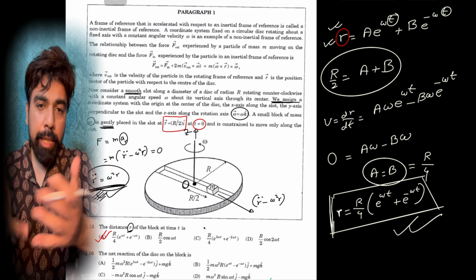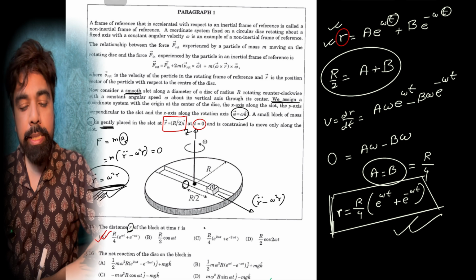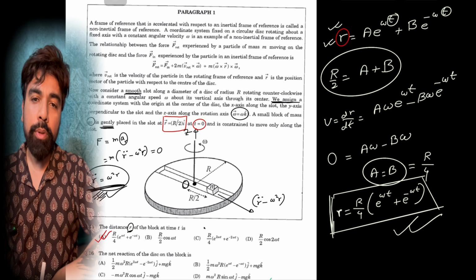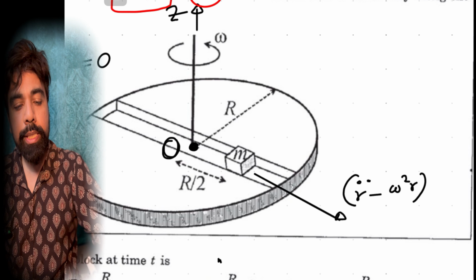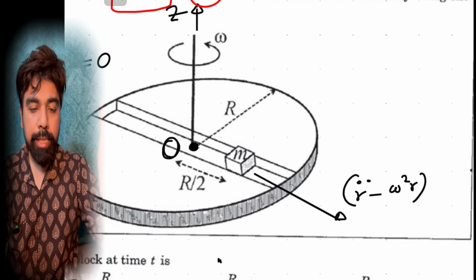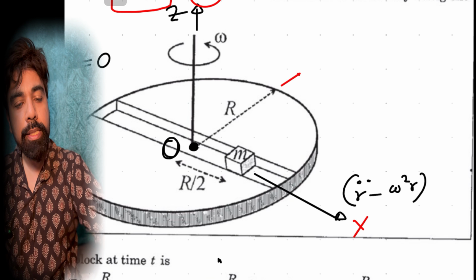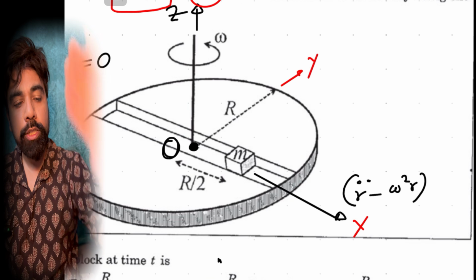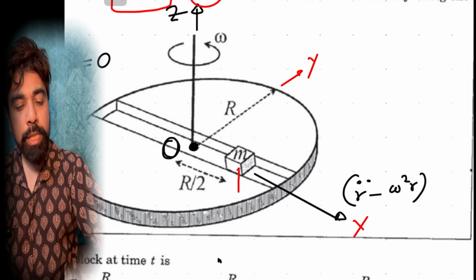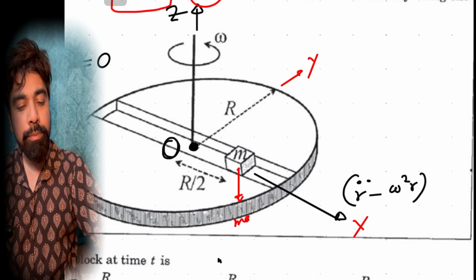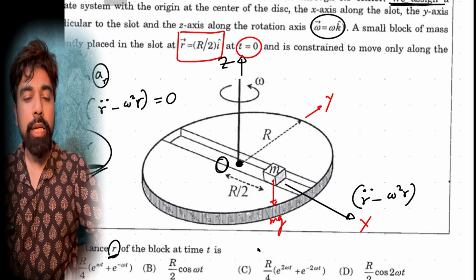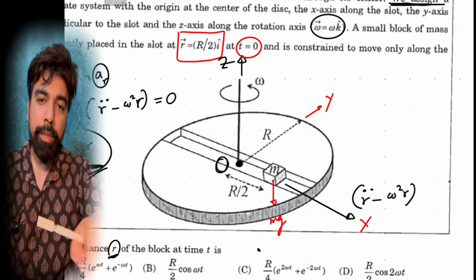Now, let us come to the second part. The second part is asking the net reaction of the disk on the block. Now, visualize this disk. This disk is kept on this xy plane. This is the x-axis, this is the y-axis and the top is the z-axis. So this means from the center of mass, gravity mg will act in what direction? Vertically downward, that means along negative z-axis.